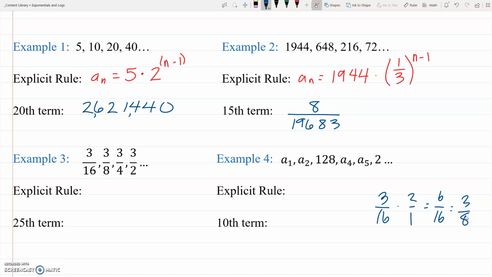Yay. The other thing I could do is cross cancel. I got a 2 here, 16 here, so that would turn into a 1. That would turn into an 8, so that's 3/8. So what I did to get from 3/16 to 3/8 is multiply by 2. 2 over 1, 2, same thing. And you can double check with the other ones. I'm doing the same thing every time, but you can trust me that that is the case. So let's see. Explicit rule. A sub n equals, I can see the first term again, 3/16 times 2 raised to the n minus 1 power.